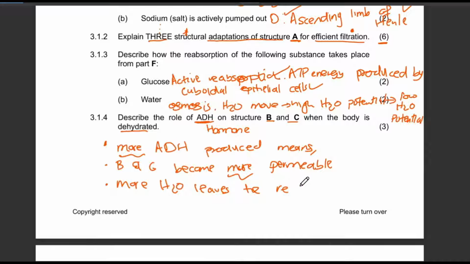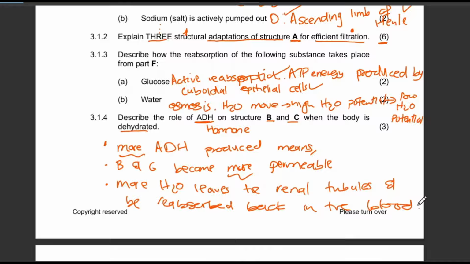Because you are dehydrated, we don't want you to lose more water now. So more water will leave the renal tubules and be reabsorbed back into the blood. Because if this water doesn't get reabsorbed back into the blood, it will form urine and it will be excreted. That's not what we want. You are already dehydrated, so your body is trying to save as much water as possible. That's why the water will leave the renal tubules, meaning it will no longer be part of the filtrate that will be urine. So it will be reabsorbed back into the blood. The key word is more. If you don't have that word, you actually lose a mark.